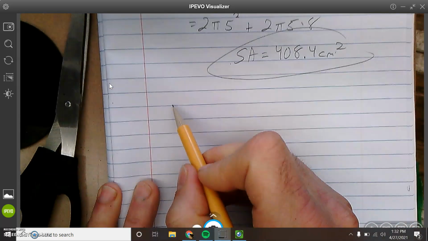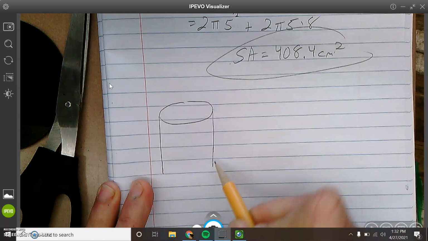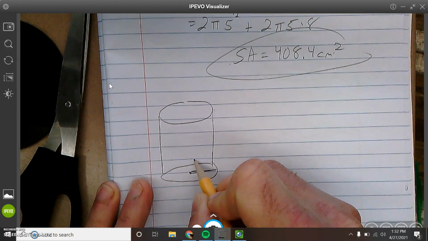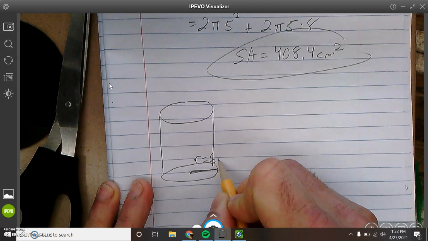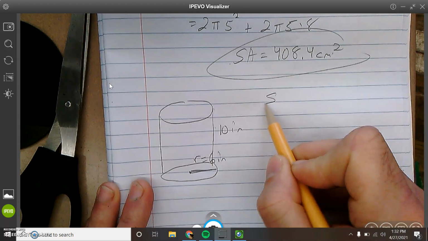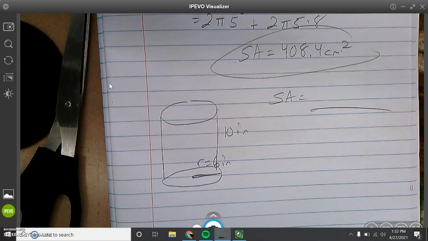Now you try. Let's see if you can do it. Let's say the radius is 6 inches and the height is 10 inches. What is the surface area? Go. All right, nice job.